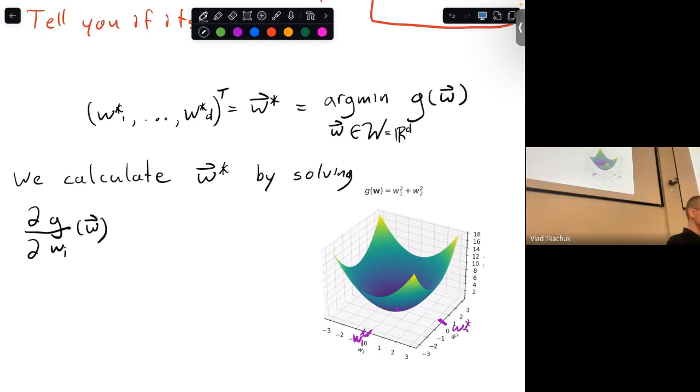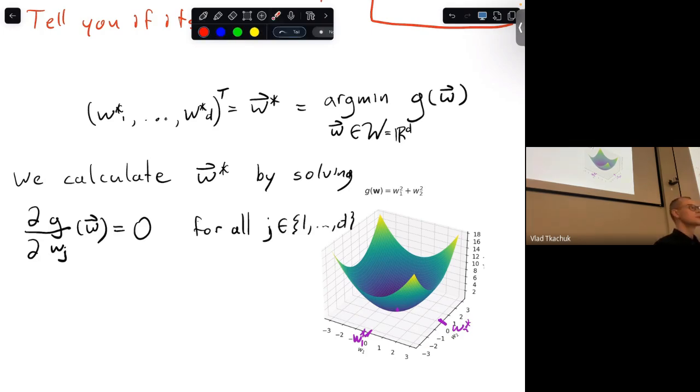Okay, and so we need to solve this first partial derivative equals 0 equation for all the dimensions, for all i. Okay, and I guess I used j, so let me just keep that: for all j that are an element of the set 1 up to d. So that should make complete sense. You take the partial derivative in every dimension, set it to 0, and you get the corresponding w star for that index. You put it together into one vector, and you get w star vector. That gives you this point here.